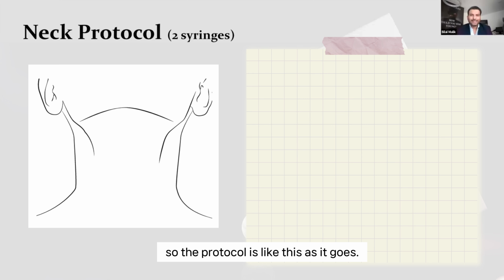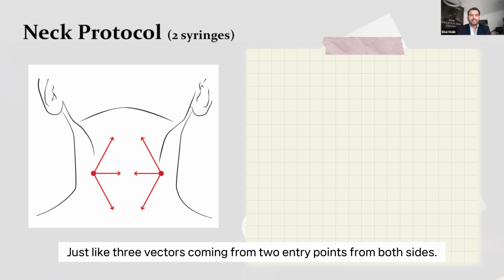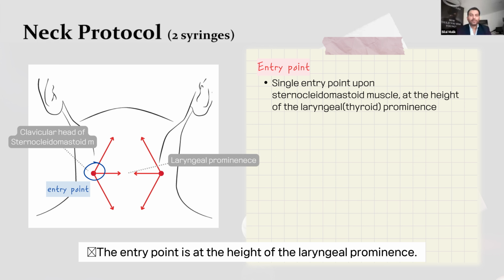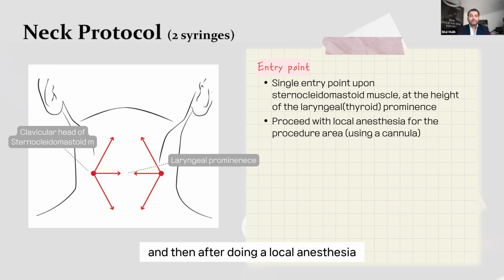So the protocol goes like this: 3 vectors coming from 2 entry points, one on each side. The sternocleidomastoid is the margin that we are looking at. So we're looking at a single entry point at the sternocleidomastoid muscle at the height of the laryngeal prominence. And then after local anesthesia, normally you can give a bleb of lidocaine of 2 mils. What that does is raise the skin a little bit and helps you use the trocar or the opening needle to make an opening for the cannula to go in.